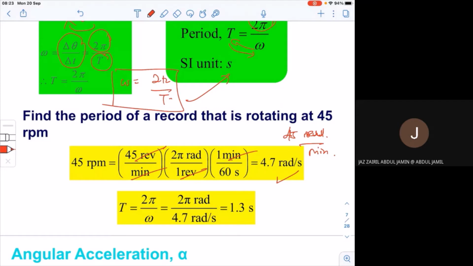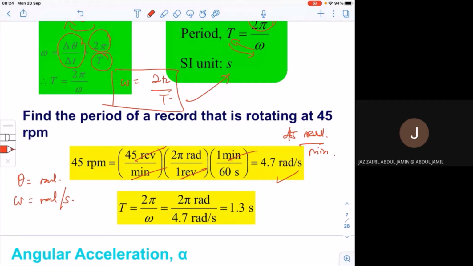But the question now is you want to find the period, not the value of omega. Omega is given as 45 rounds per minute, but that is not an SI unit. Remember, when we are calculating rotational kinematics, we must calculate in SI units. For example, theta is radian, omega is radian per second. Afterwards we will look at the angular acceleration.